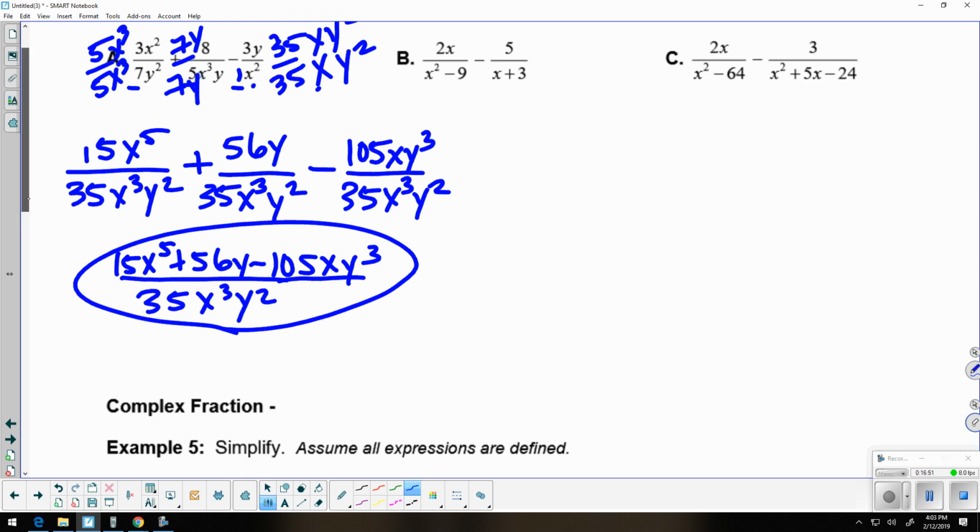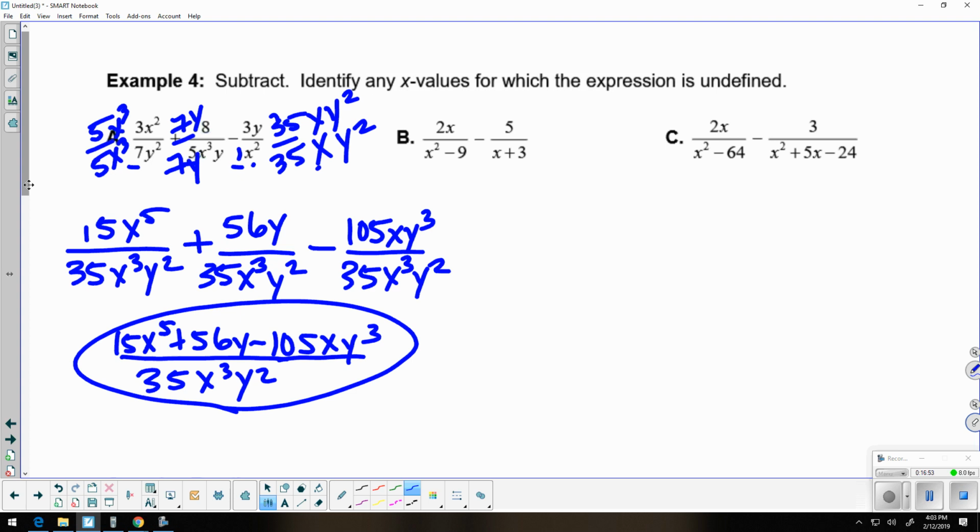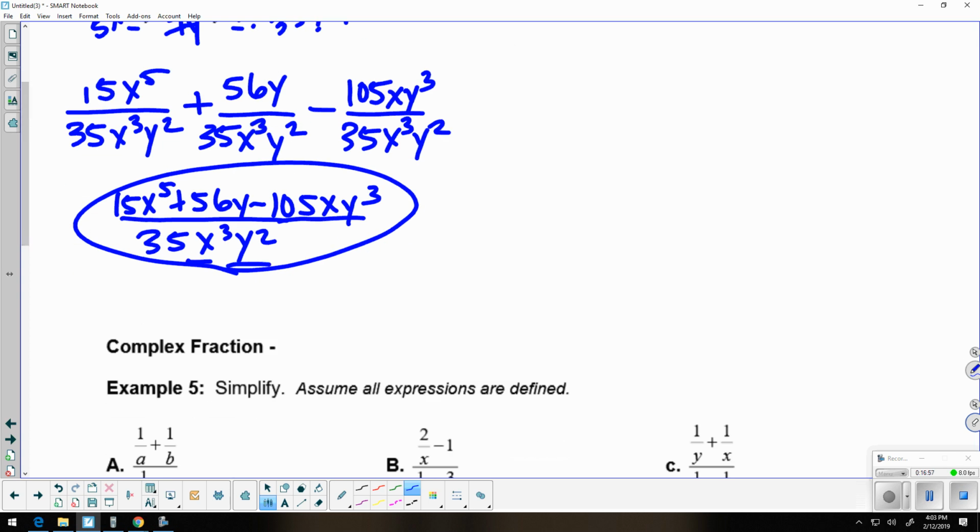And I believe we also have to state, yes, it does. It says to identify any x values for which the expression is undefined. So again, you have 2 variables. So x cannot be 0 and y also cannot be 0. Those are my 2 undefined values.